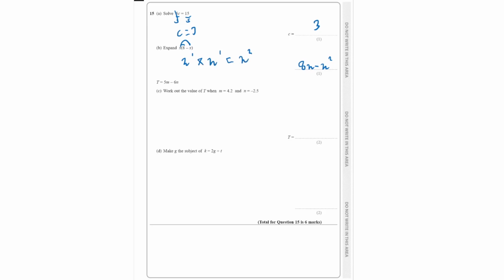t is equal to 5m minus 6n. Work out the value of t when m is 4.2 and n is negative 2.5. So we simply substitute it into the equation. t is equal to 5 times m, which is given as 4.2, minus 6 times n, which is negative 2.5. We can use a calculator to find our answer.